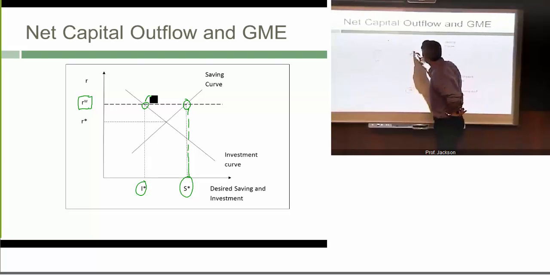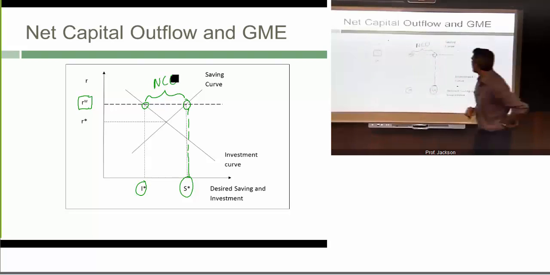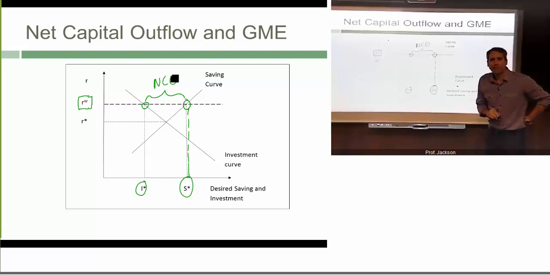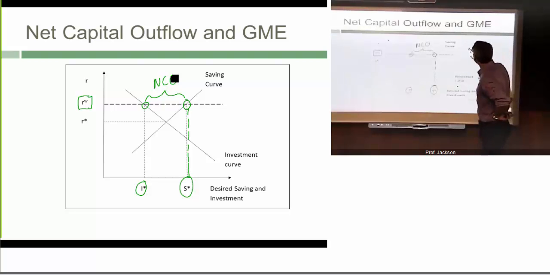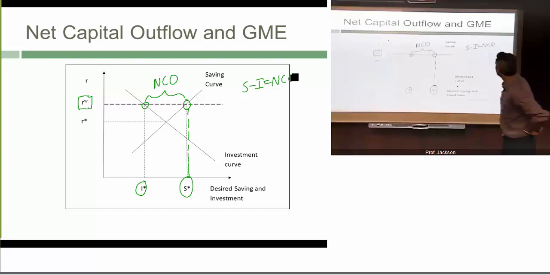That difference, that gap, represents the amount of net capital outflows. So in other words, the amount of net capital outflows, since S minus I is positive, that just represents those net capital outflows. Okay.